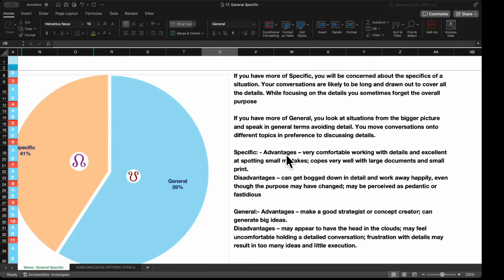I'm not saying any of this is bad in and of itself. It's just that they have more of a dominant specific trait going on. Yes.